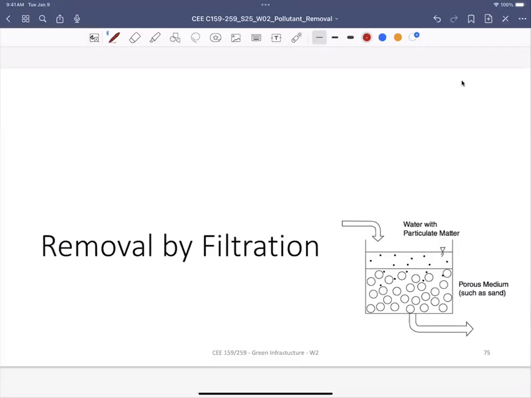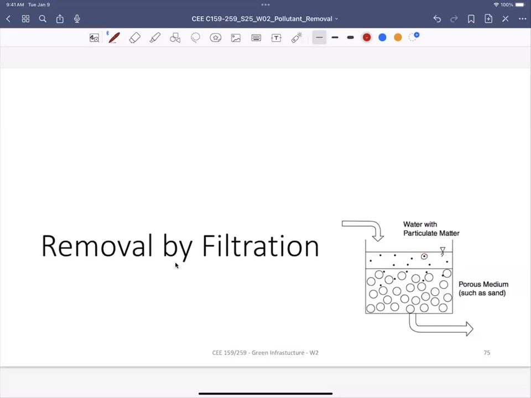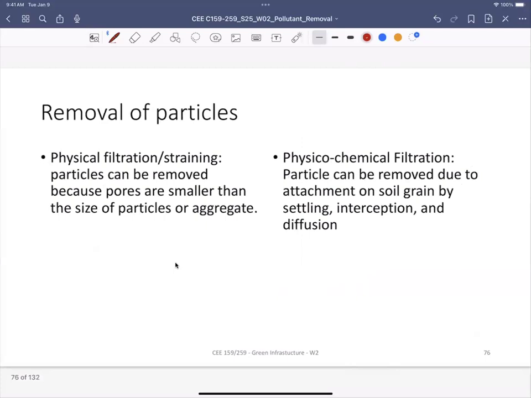In this video, you'll learn how you can remove particulates or pollutants by filtration. Filtration is a physical process where the media is packed, like sand particles, and when the contaminated water moves from the top to the bottom, small pollutants stick to the media so that they can be filtered out. These physical filtrations can be modeled so you can predict how much pollutant or particulate matter gets removed.